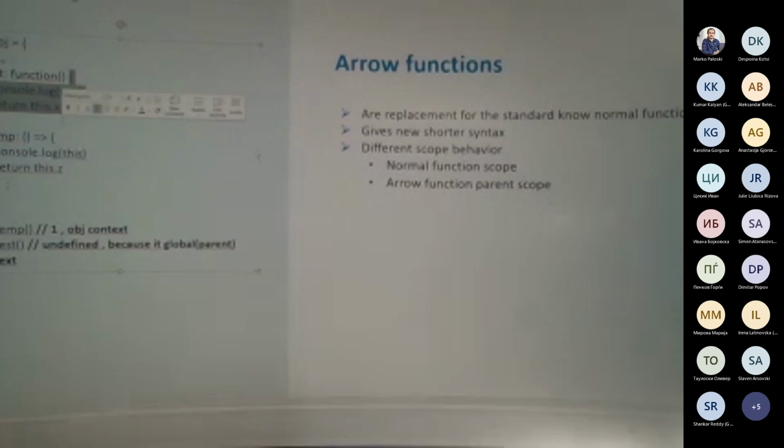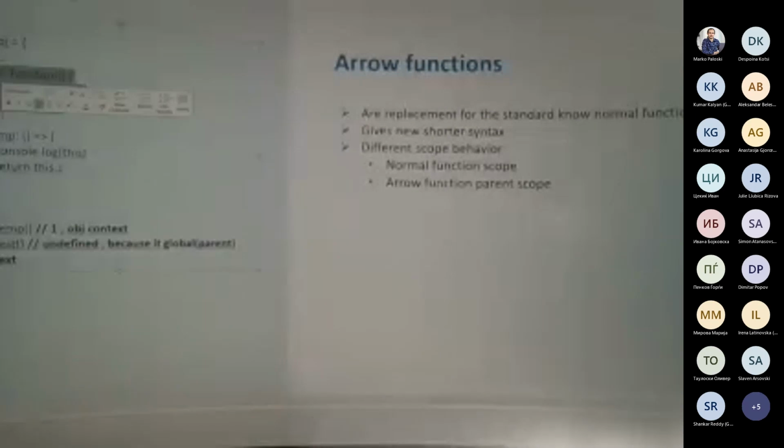The biggest important thing is about the scope they're creating. For example, if we have a normal function which is called test, and an arrow function which is called temp, the normal function creates a scope, their own scope actually, which means that you can declare variables and anything in there, and it will be bound to the context of that function.